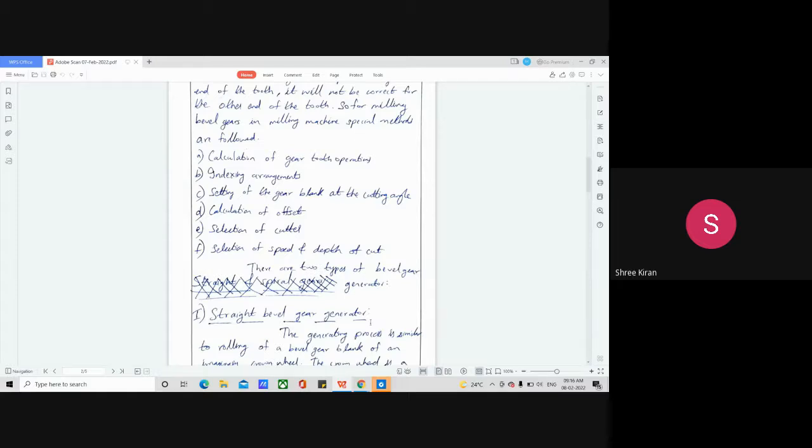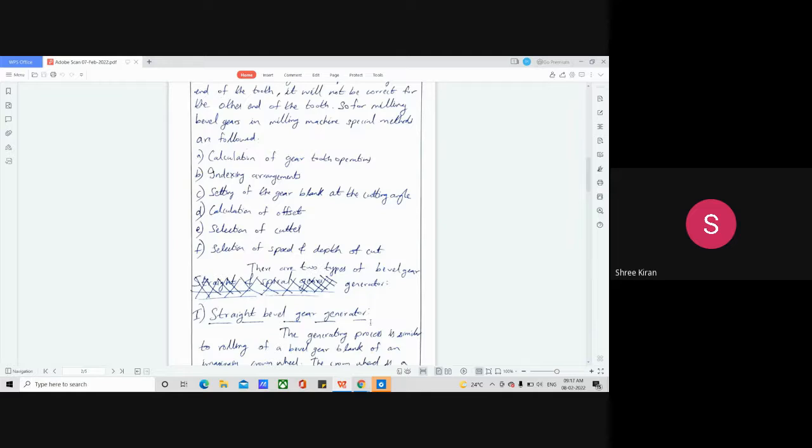First, set the cutter centrally with the blank axis. Second, set the cutter to the full depth of the cut with reference to the large end of the blank. This is done by raising the knee of the machine. And the third one is to feed the table and take the central gashing cut. So these are the main calculations for the offset of the cutter.